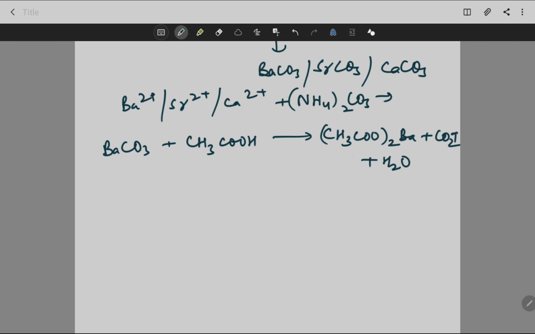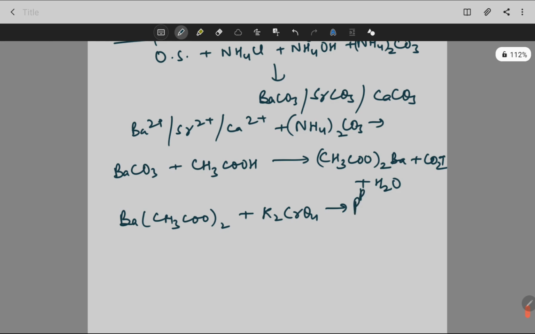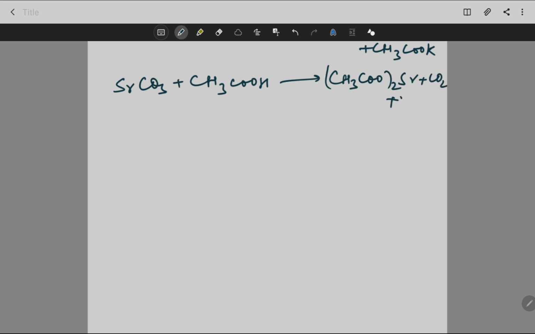Now we got this barium acetate. To this barium acetate we add potassium chromate solution, and we get a bright yellow precipitate because of the formation of barium chromate, plus potassium acetate. Similarly, for strontium carbonate we did the same thing. We dissolve the precipitate in acetic acid and we get strontium acetate plus carbon dioxide plus water.